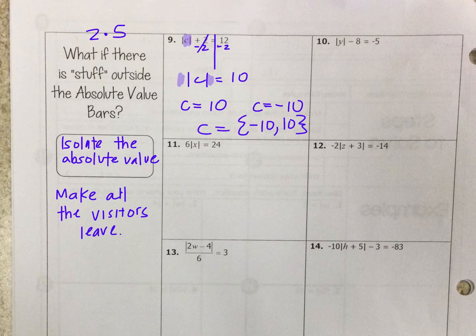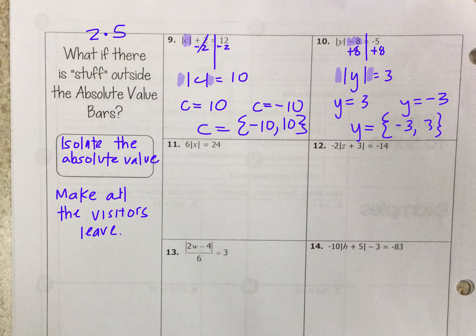All right, let's look up here at number 10. This little guy, he has a -8 visiting him. So before he can get out of jail, the visitor has to leave. So -5 plus 8. So absolute value of y equals 3. Okay, I got nobody left on this side, nobody left on that side, means he can get out of jail. When he gets out of jail, he has two choices. He can be positive or he can be negative. So those are really easy.